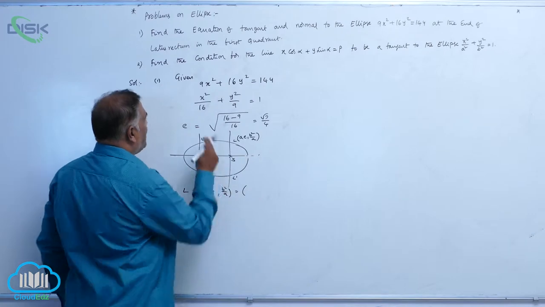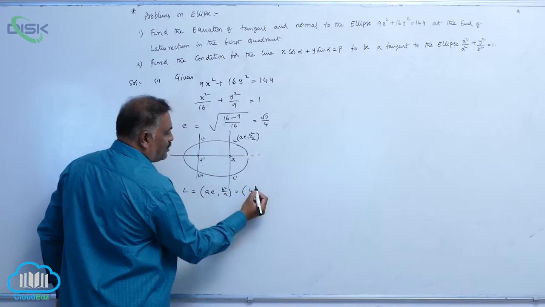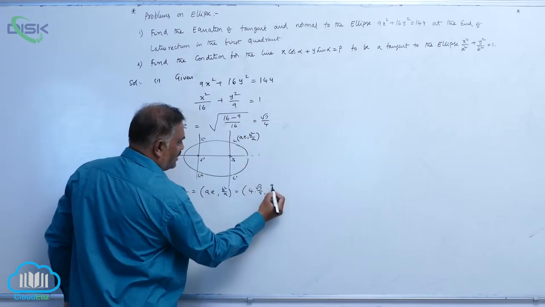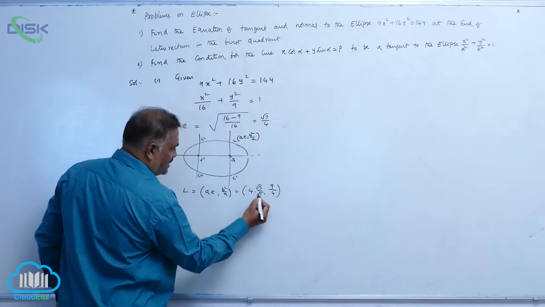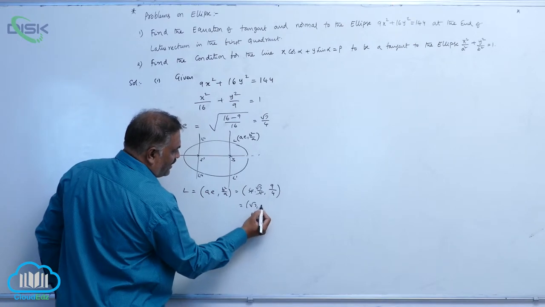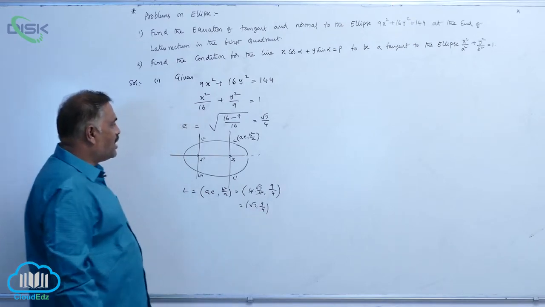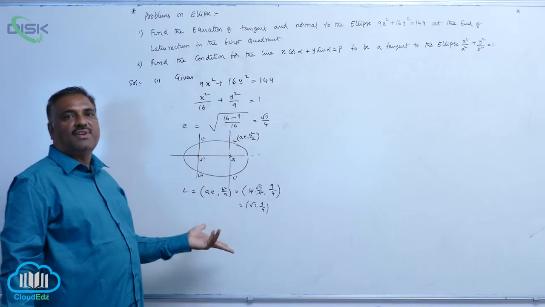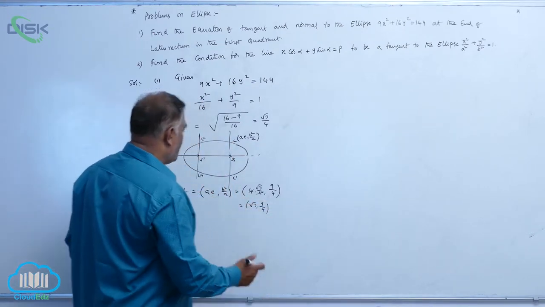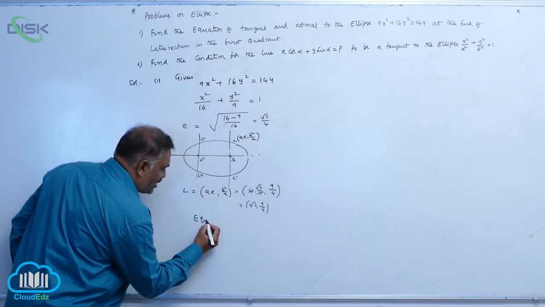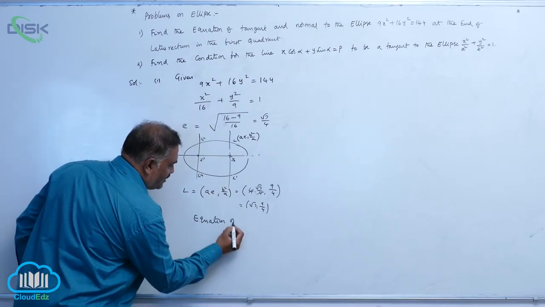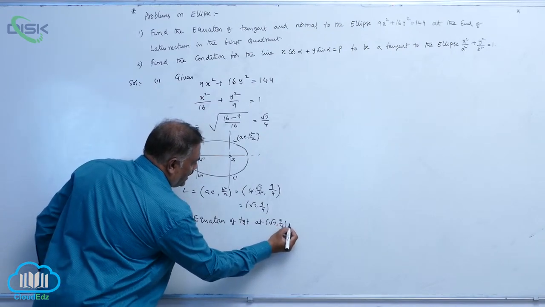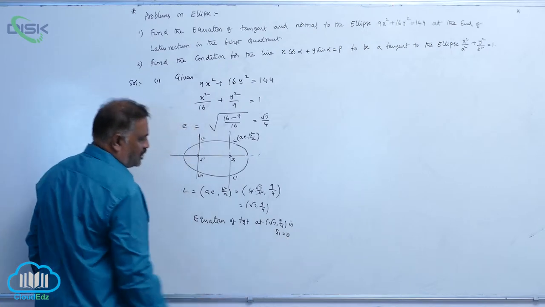Now, this a value is 4. e is equal to √7/4, b² is 9, divided by 4. That 4 gets cancelled. So the point is (√7, 9/4). Now, since this point lies on the ellipse, the equation of tangent is S1 = 0. So, the equation of tangent at (√7, 9/4) is S1 = 0.